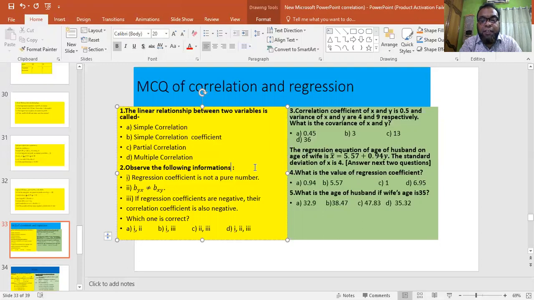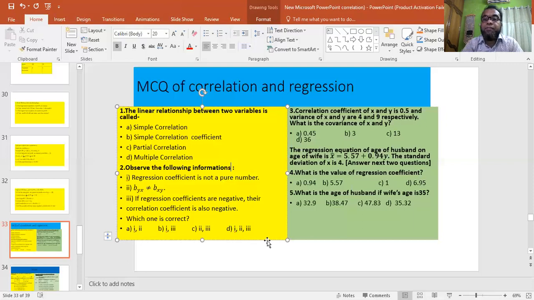in case of algebra, we know minus minus is plus. But here, in case of the coefficient of correlation, this is the property of regression coefficients: if two regression coefficients are negative, then their correlation coefficient is also negative. Though it is positive in algebra, in the properties of regression coefficients the correlation coefficient is negative. This is true. So all these three are true. That is, the answer is D.